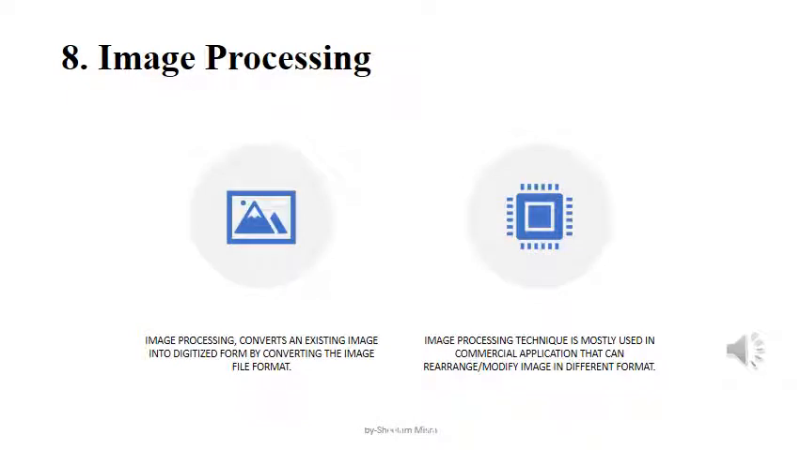This is the next application of graphics, image processing. Image processing converts an existing image into digitized form by converting the image file format. Image processing techniques are mostly used in commercial applications that can rearrange and modify images into different formats.